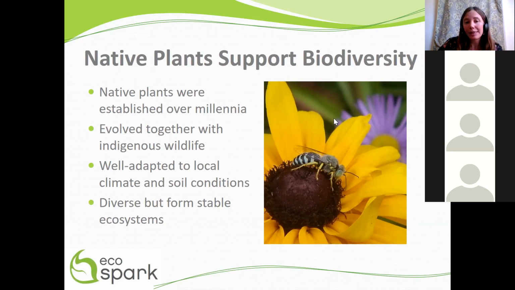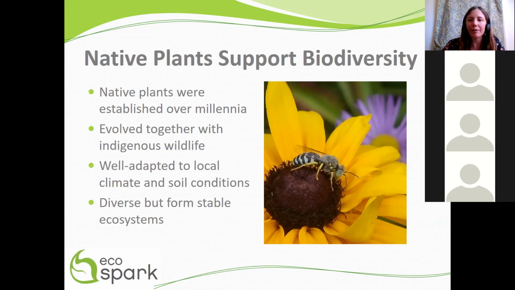Native plants were established over millennia. They evolved together with indigenous wildlife. They're well adapted to local climate and soil conditions. And they're diverse, so they can form stable ecosystems. These are some of the reasons that our native plants are really important to protect, and I'm sure a lot of you are well aware of that as well.